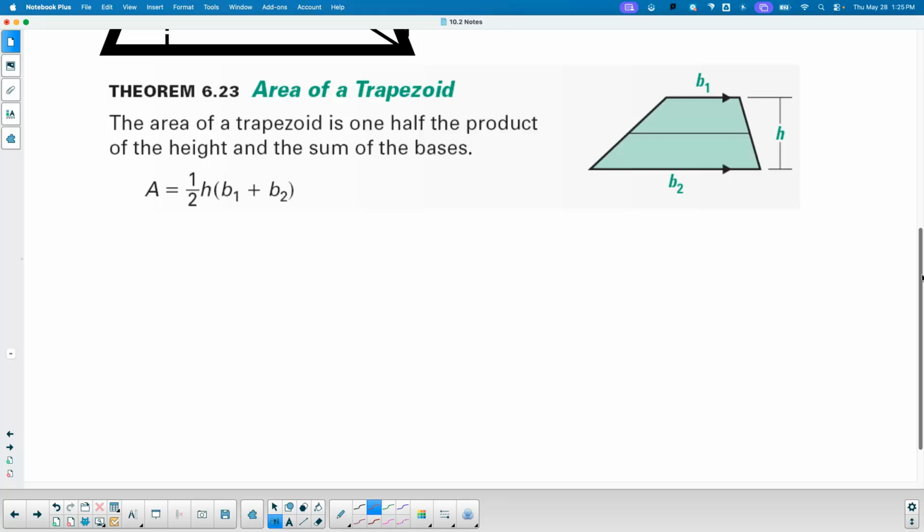So the height is what again? Always perpendicular to not only one of the bases, but to both bases. So it's got to be perpendicular to both bases because the bases are the parallel sides. So 1/2 times the height times the sum of the 2 parallel sides. Okay?